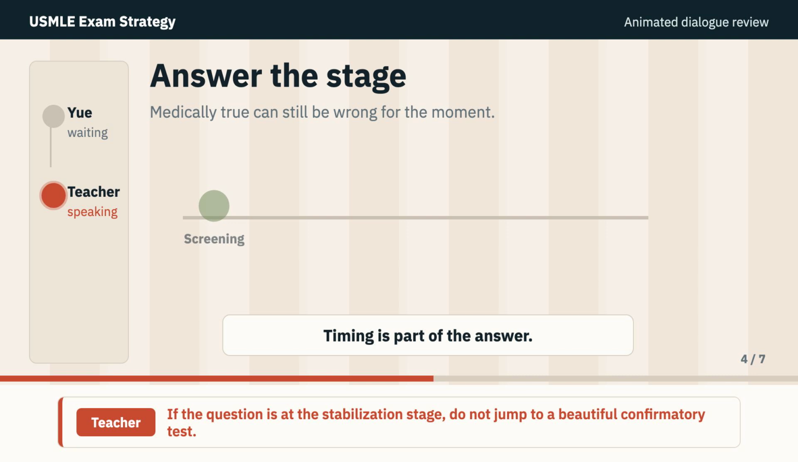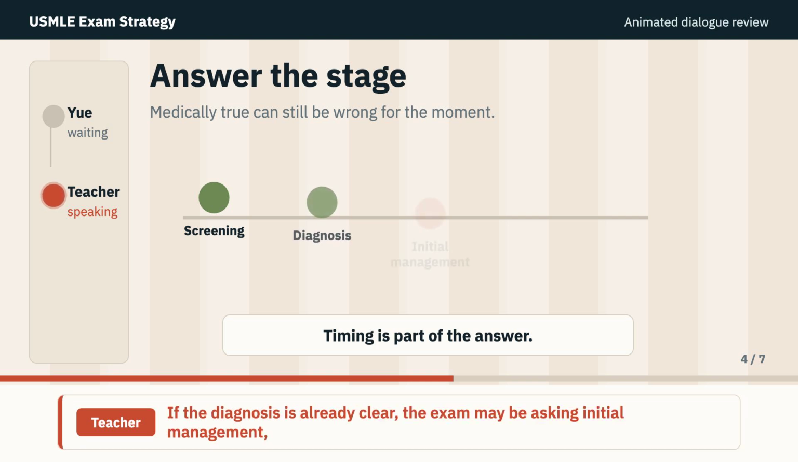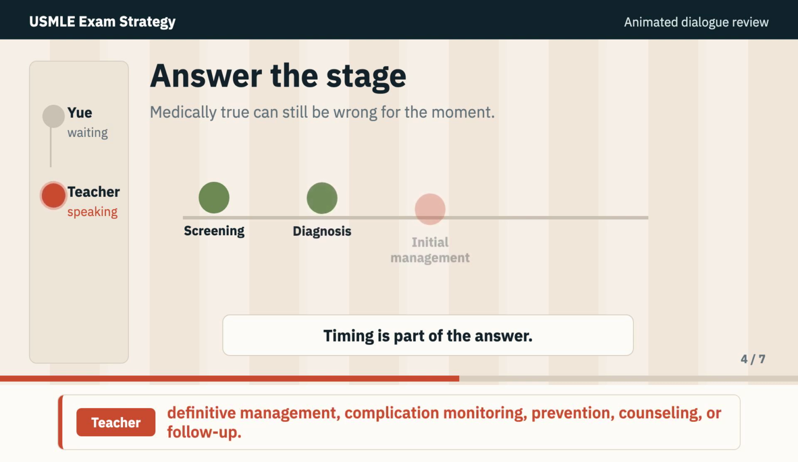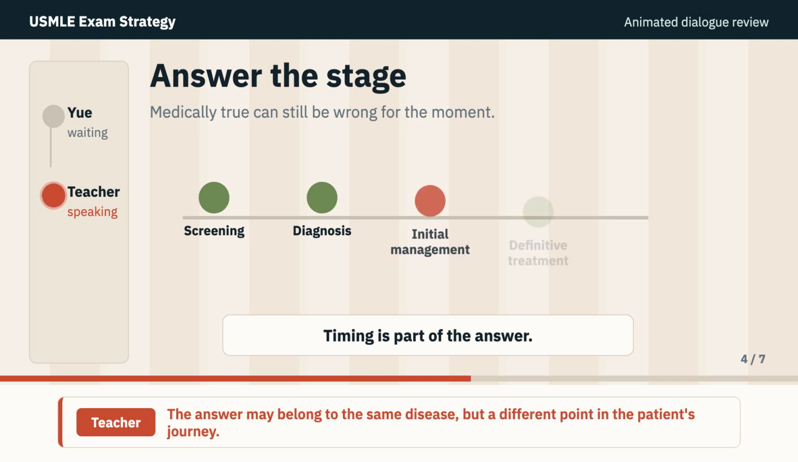If the question is at the stabilization stage, do not jump to a beautiful confirmatory test. If the question is at the diagnosis stage, do not jump to definitive treatment before the diagnosis is established. If the diagnosis is already clear, the exam may be asking initial management, definitive management, complication monitoring, prevention, counseling, or follow-up. Many wrong answers are not absurd, they are simply out of sequence. The answer may belong to the same disease, but a different point in the patient's journey.